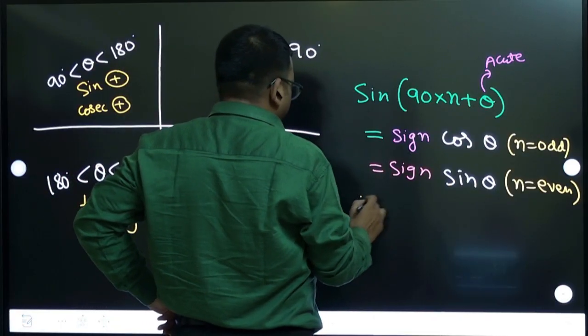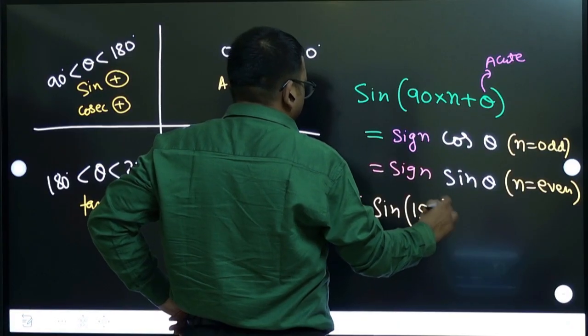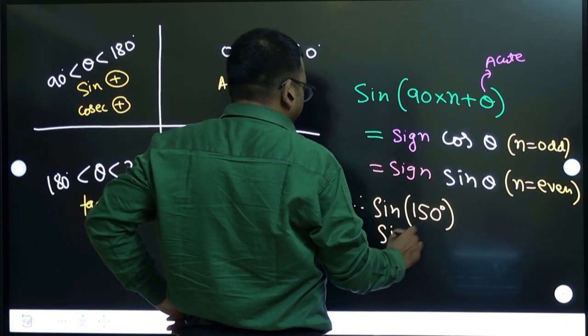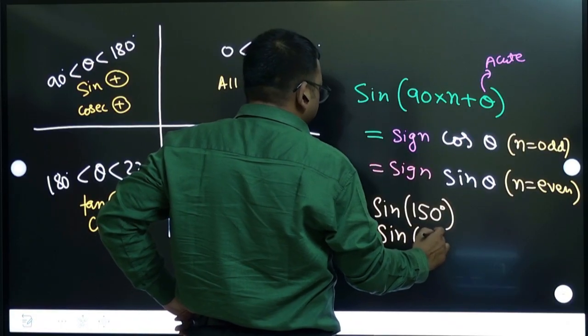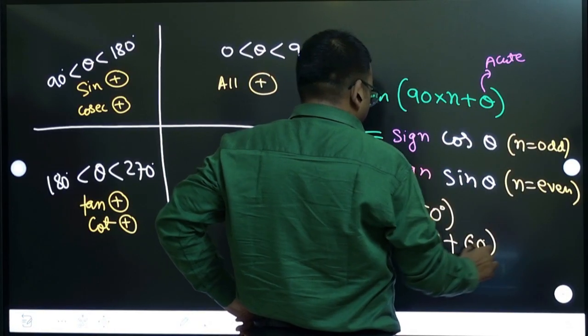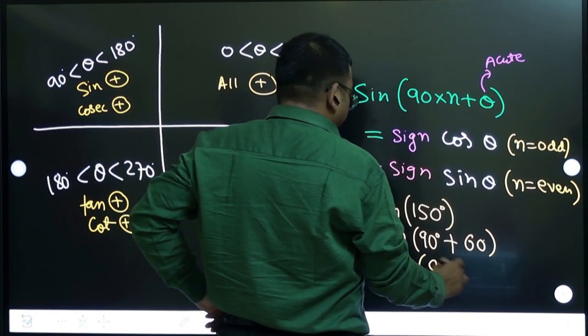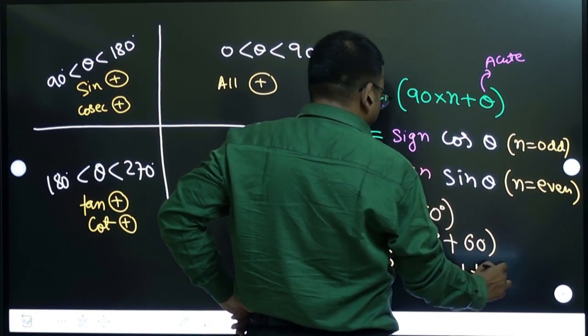For example, take sine of 150 degrees. Sine 150 degrees can be written as sine of 90 degrees plus 60 degrees, right? So here n is 1, and it is 90 times 1 plus 60.